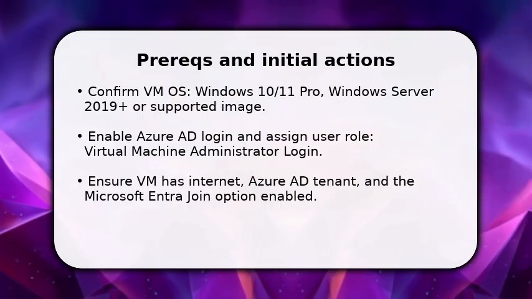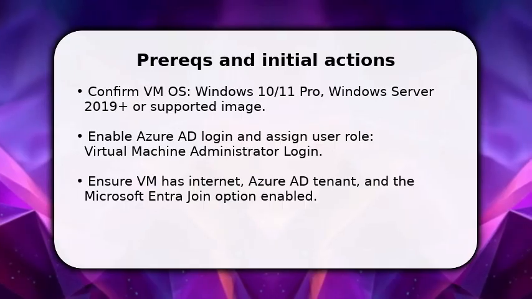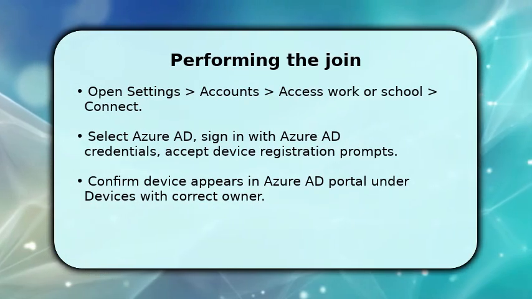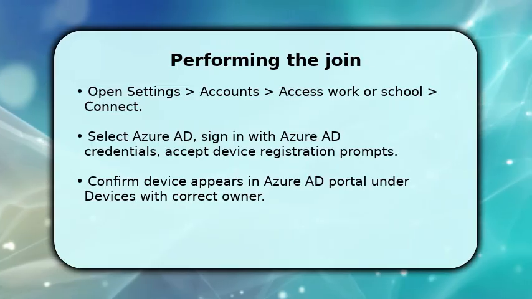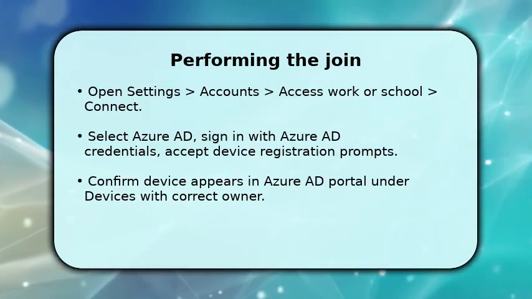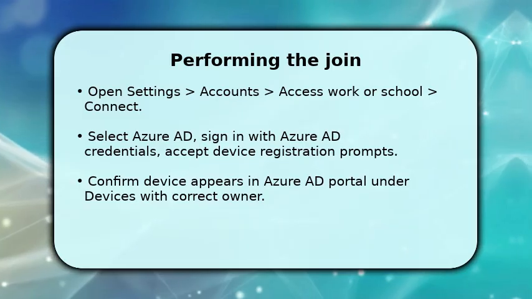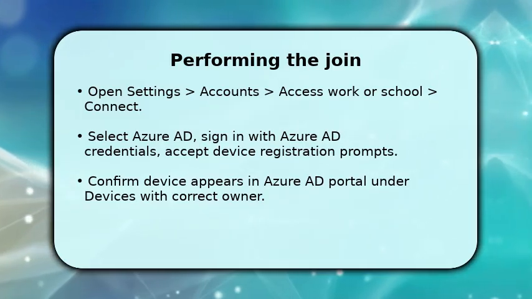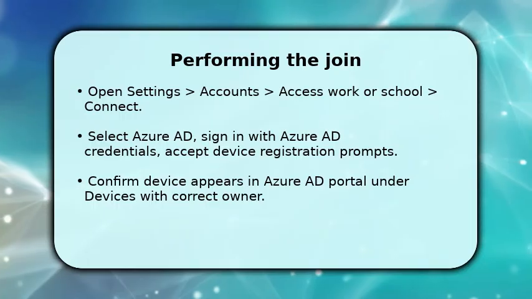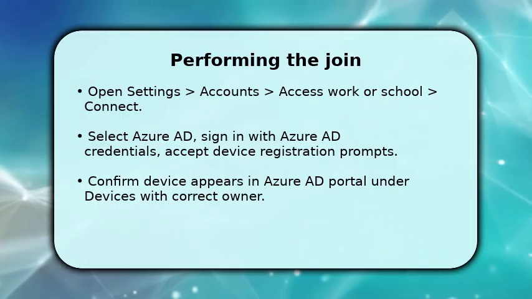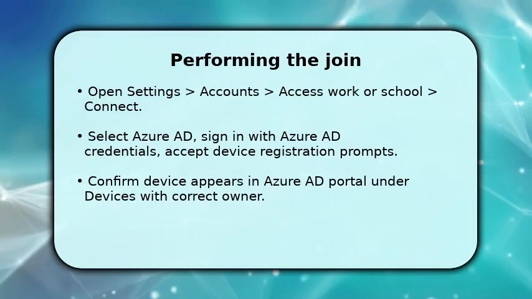Now you perform the actual Azure AD join inside the VM. Open Settings, go to Accounts, then Access Work or School, and choose Connect. Select Join this device to Azure Active Directory and sign in with your Azure AD user. You'll be prompted to register the device. Provide consent when asked and follow prompts to complete registration.